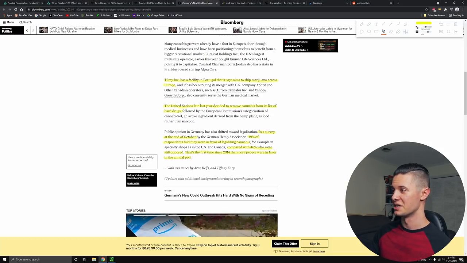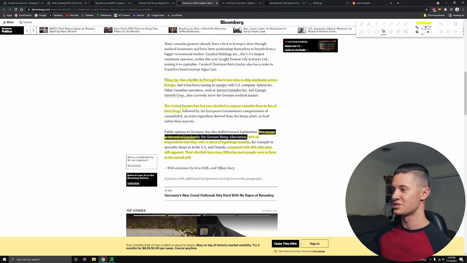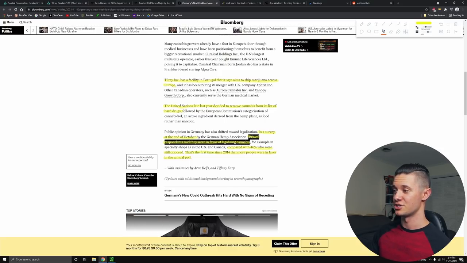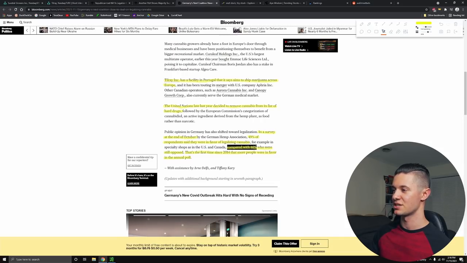And a final note that this article brought us is that in a survey at the end of October, 49% of respondents in Germany said that they were in favor of legalizing cannabis. This compares to 46% who were opposed to it. The rest of them were just undecided. And that's the first time since 2014 that more people were in favor in the annual poll of legalizing cannabis than keeping it illegal.